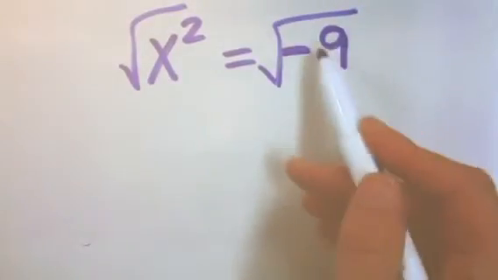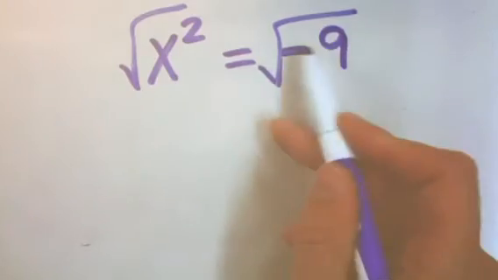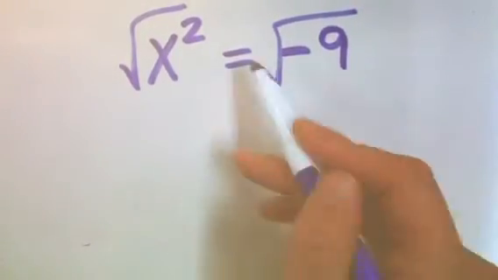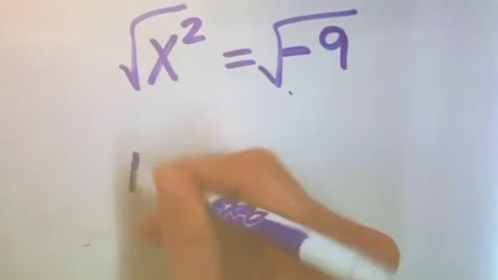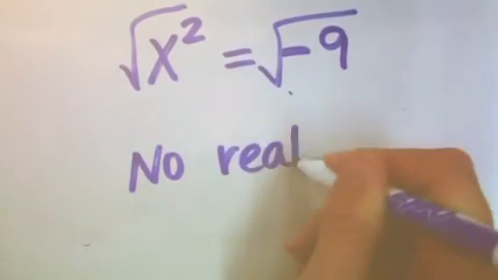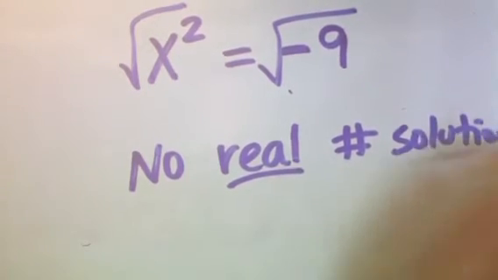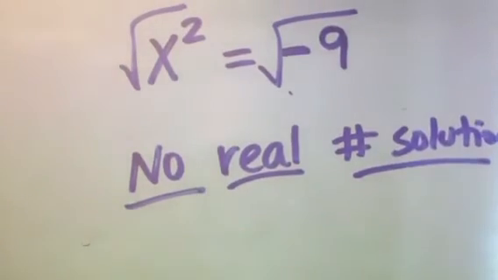When we try to take the square root, we have the square root of a negative number, and we should know that that is not a real number. The square root of a negative is not a real number, so we say no real number solutions. There is not a real number that would work in this equation.